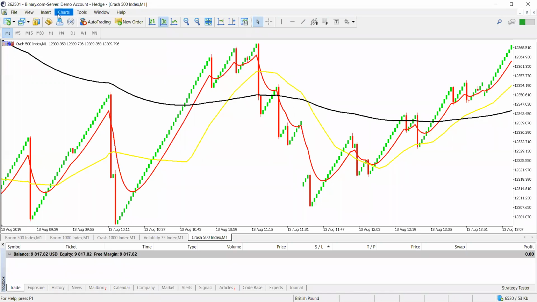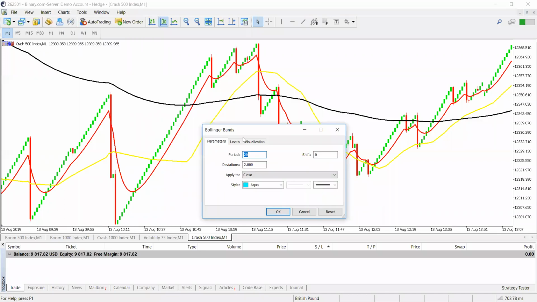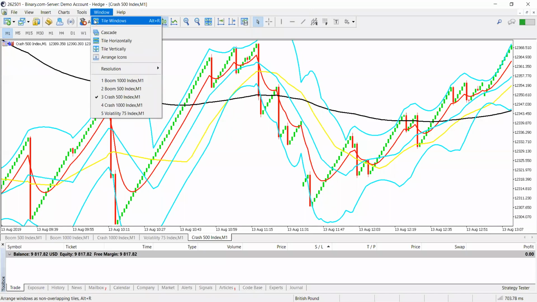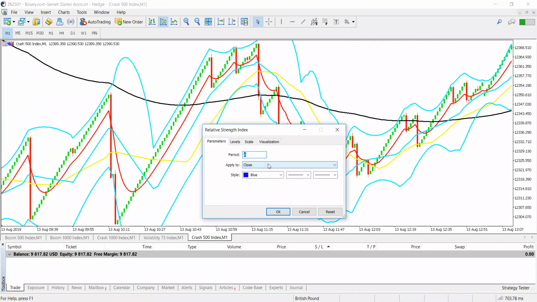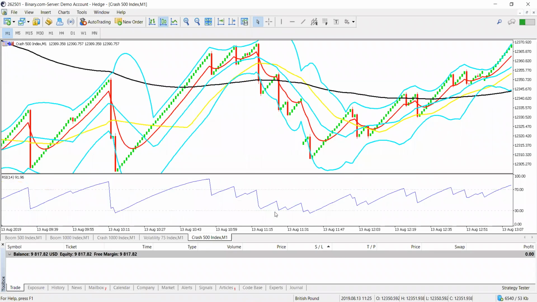And then our indicator that we add next is the Bollinger Band. I like that color, I don't know about you. And then now let's add another indicator, which is the RSI. RSI 14. Our parameters, let's make it 70 and 30. Press OK. All right, now we've got all our indicators on the charts.